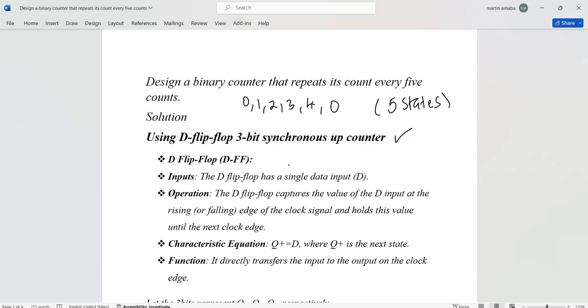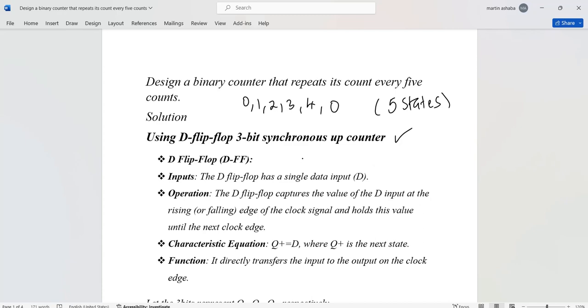So we are going to use a D flip-flop that uses 3 bits, and it is a synchronous up counter. In other words, it is going to be counting from 0, 1, incrementing the count by 1. If it was a down counter, then it would be, for example, starting from 4 going back to 0. It would be decrementing. And if it is a synchronous up counter, it also means it is going to be using a rising edge trigger mechanism.